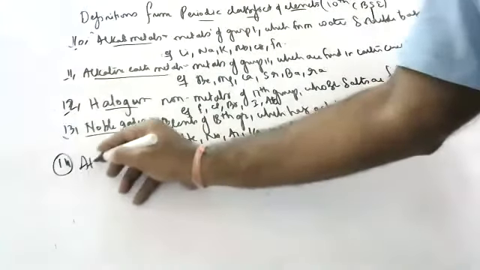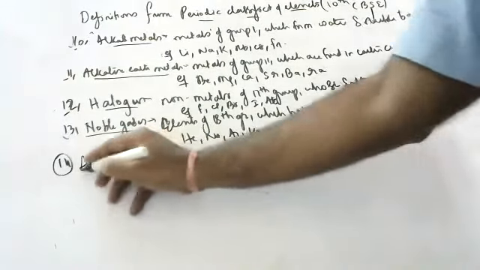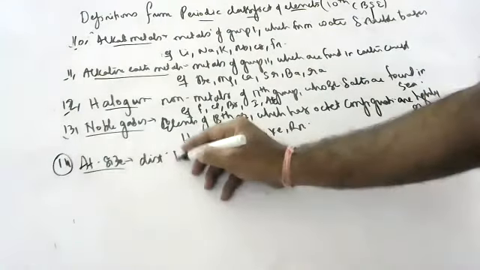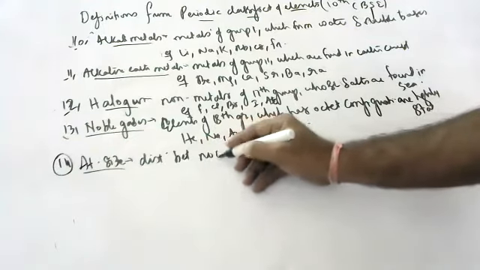Next, what is atomic size? Distance between nucleus to outermost shell.